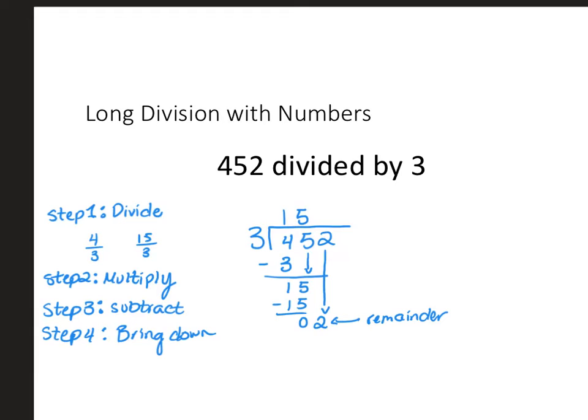And for the purpose of this class, we're going to write remainders as fractions. So my remainder is 2, and so I'm going to have 2/3 left. Again, the remainder over what I'm dividing by: I have a 2/3 remainder left. So 3 goes into 452 150 and 2/3 times, and that is division with numbers.